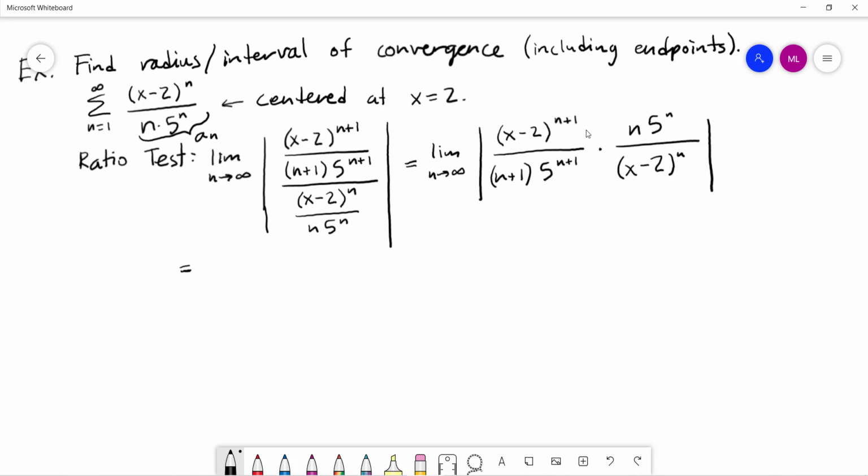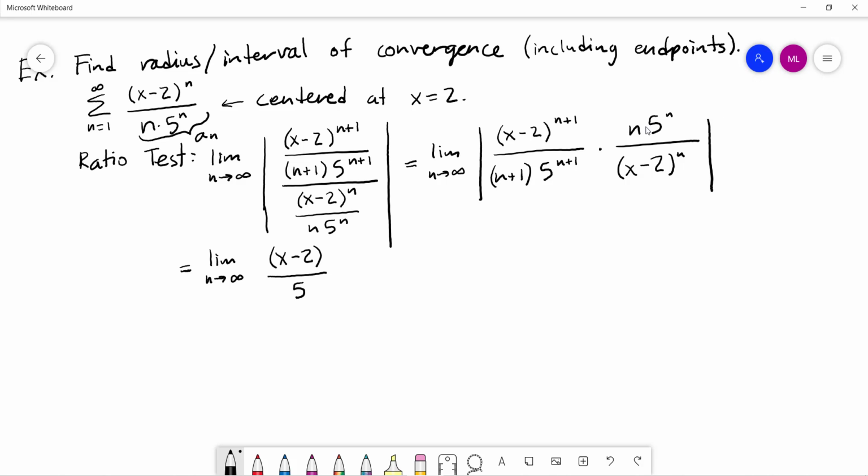So let's start with these terms. (x minus 2) to the n plus 1 over (x minus 2) to the n. I have n plus 1 factors of x minus 2 here. I only have n of them here, so I have 1 extra on top. When it's all said and done, I'm going to wind up with 1 extra factor of x minus 2 in the numerator. When it comes to the 5 to the n and 5 to the n plus 1, I have 5 times itself n times here. I have 5 times itself n plus 1 times here, so I have an extra 5 down here relative to up here. I'm going to wind up with an extra 5 in the denominator.